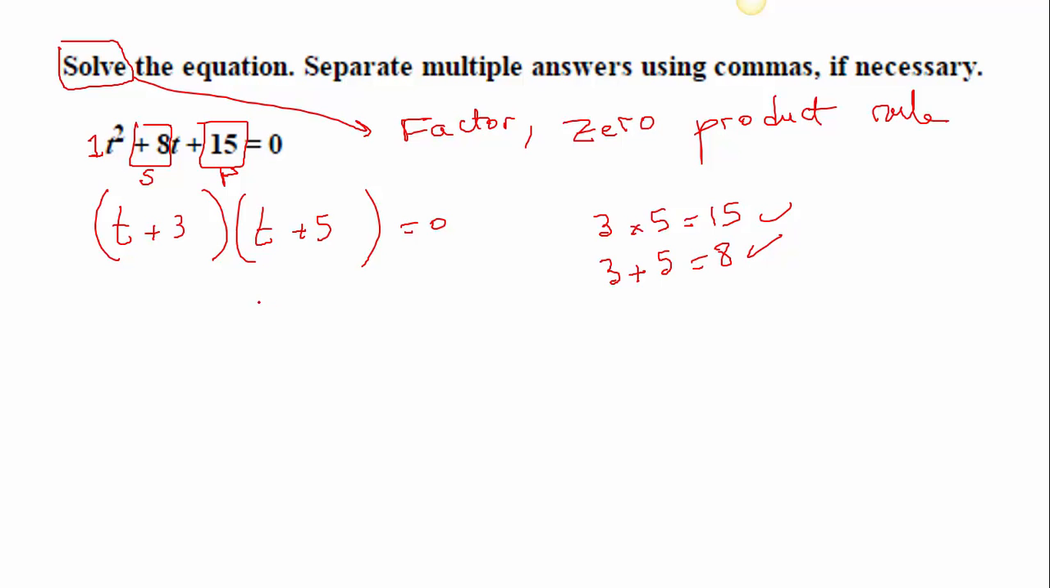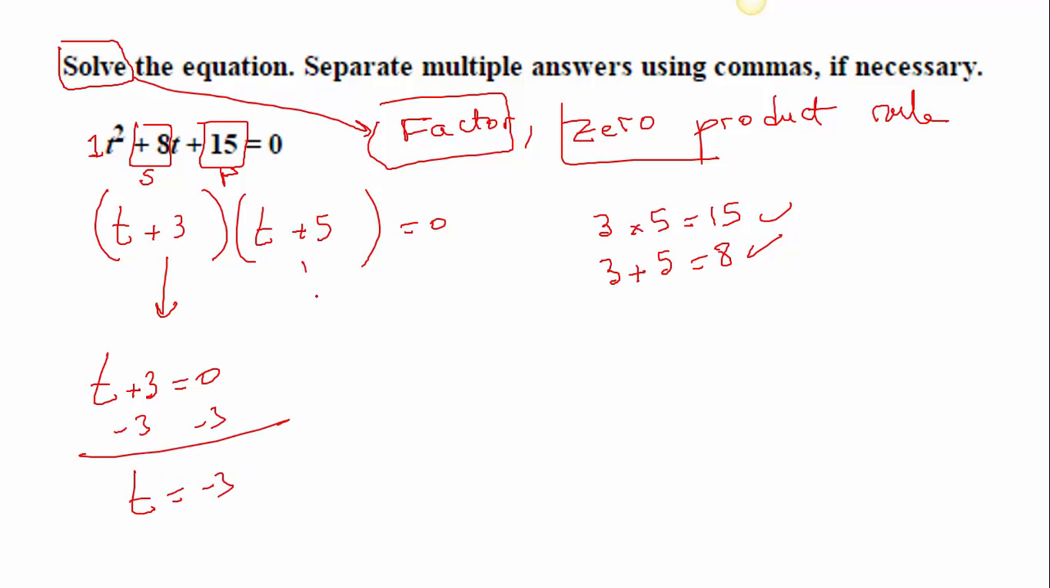Order is not important, right? You can do t plus 5 times t plus 3. You can check. Outer is 5t, inner is 3t. 5t plus 3t is 8t. t times t is t squared. 3 times 5 is 15. We're done with the factoring part. Now let's move to the zero product rule. Equate each one to 0. Subtract 3 from both sides.